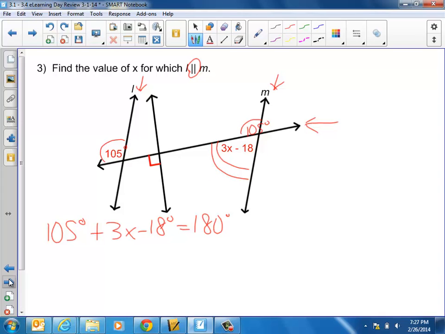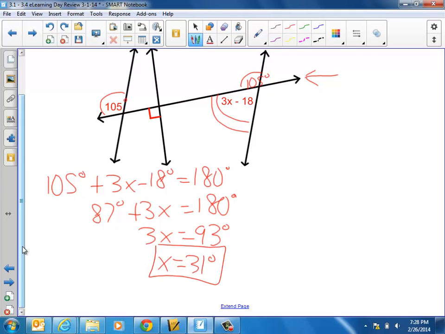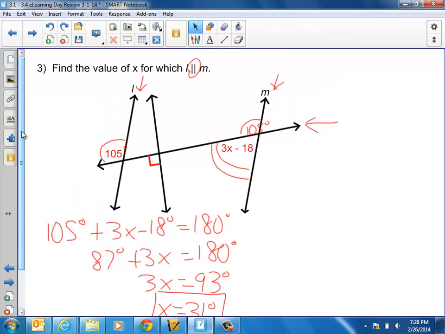So let's go ahead and combine stuff on the left so that we can get a value for x. 105 minus 18 is 87 degrees plus 3x equals 180 degrees. Subtract off the 87. 3x is equal to 93 degrees. Divide through by 3, and x comes out to be 31 degrees. No sweat. So here, we wanted to find x so that L and M were parallel.